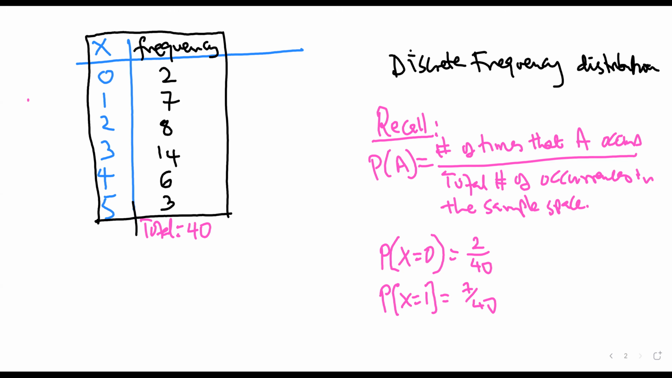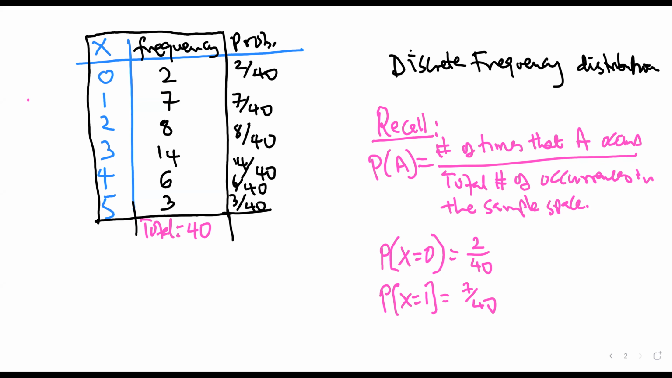So that means we can insert a column here, probability. So this will be 2 out of 40, 7 out of 40, 8 out of 40, 14 out of 40, 6 out of 40, and finally, we have 3 out of 40. When you sum these probabilities, you'll get 40 out of 40, or 1. When you sum all the probabilities, you will get 1.